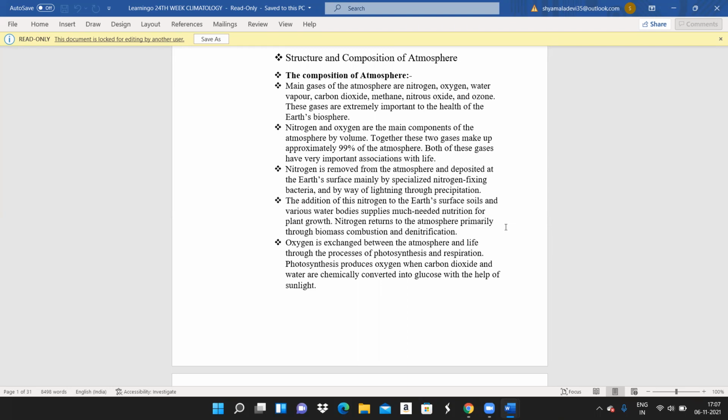Next, nitrogen is removed from the atmosphere and deposited at the Earth's surface by specialized nitrogen-fixing bacteria and by way of lightning through precipitation. In addition to this, we all learned in agriculture that nitrogen is one of the important components for the soil to be very good, as well as for crops also.